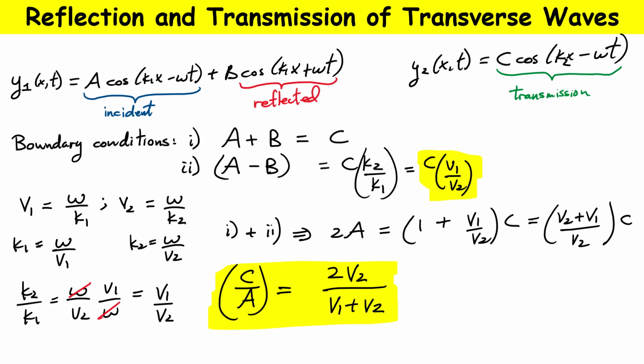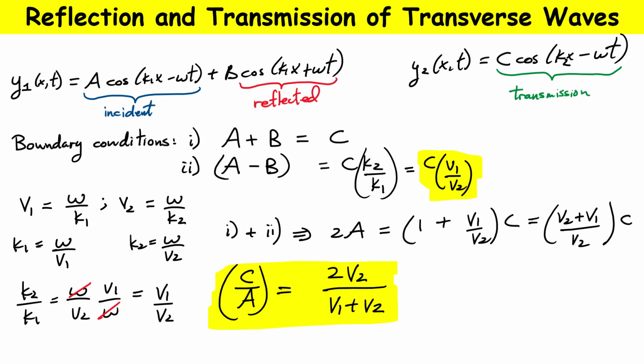And again, the velocities you can always write in terms of the tension and the line density. So you could take this a step further. All right, the next thing we need to do now is find what is the ratio of b over a. Well, b over a, you can use any of the equations. Well, what if I use the first one? Let's go ahead and do that.